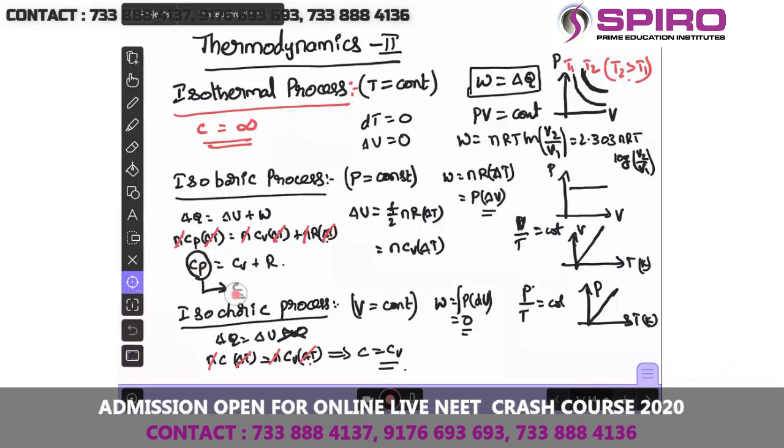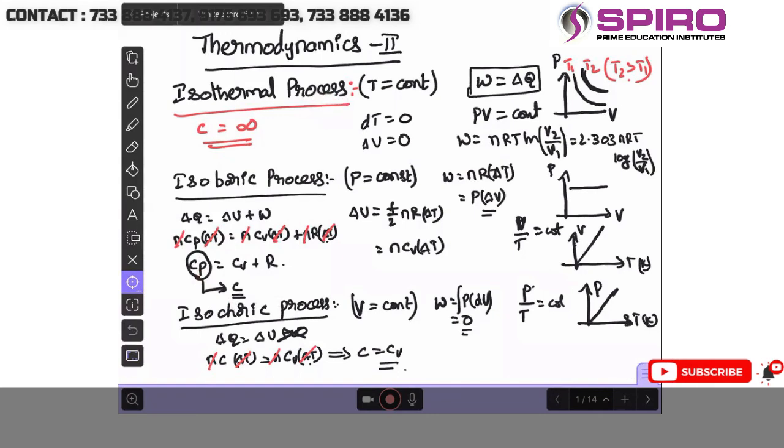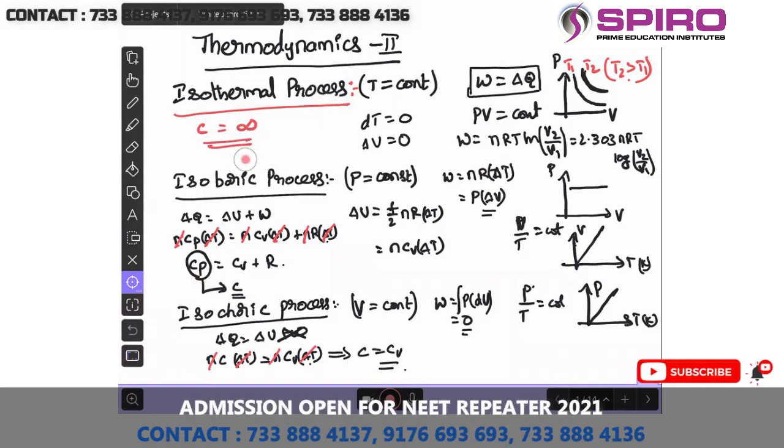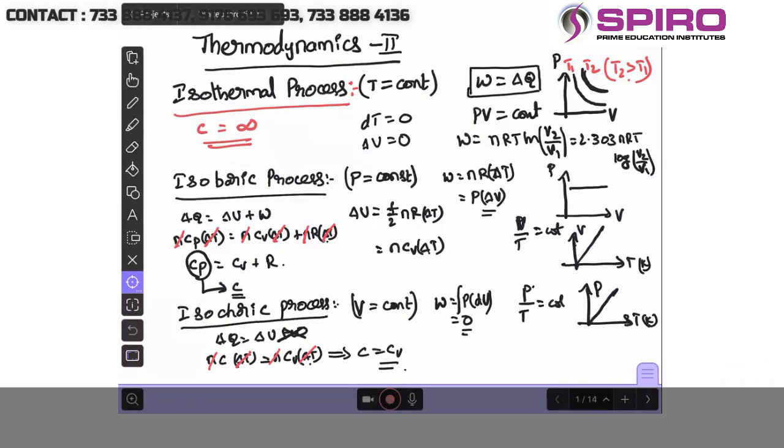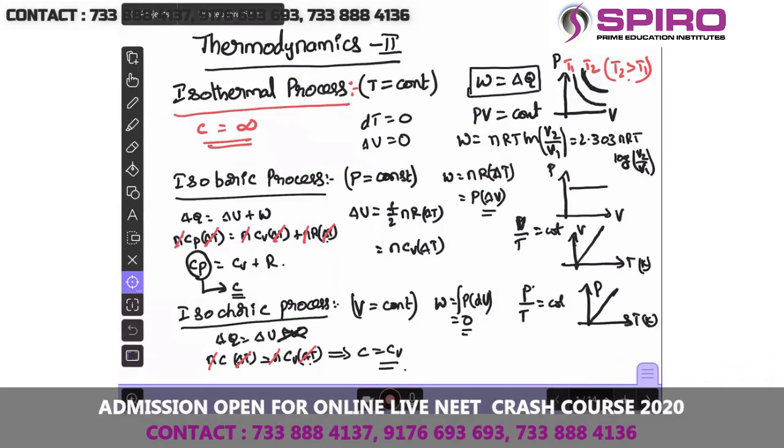Cp is the specific heat of the isobaric process, and in isothermal process, the specific heat is taken to be infinity. Why? Because temperature is always constant, and any amount of the heat energy that you supply from surrounding to the system, its temperature will never be raised at all.